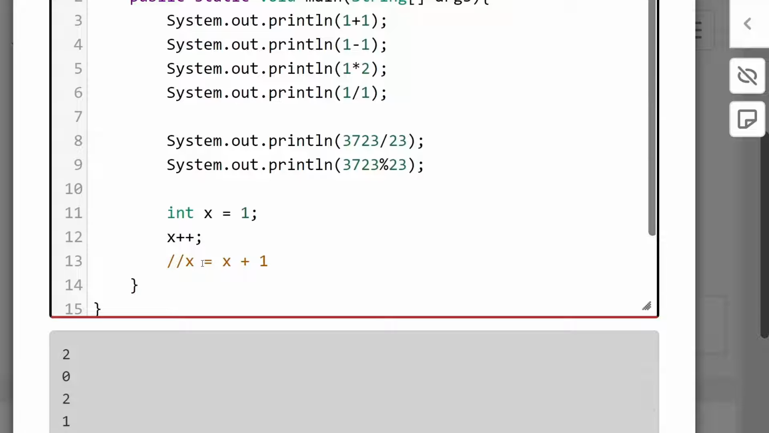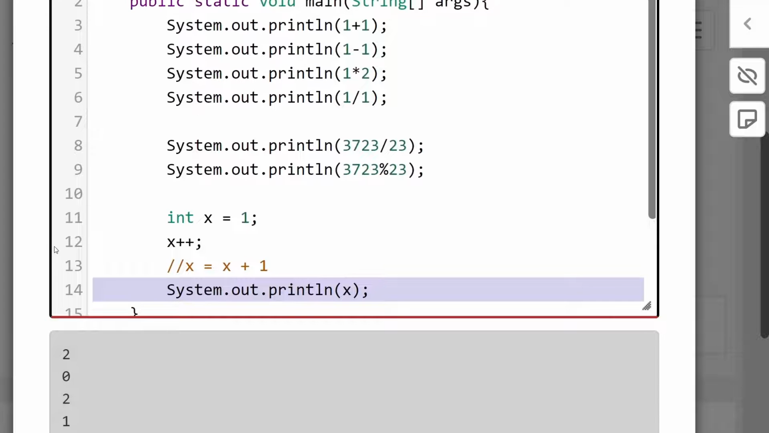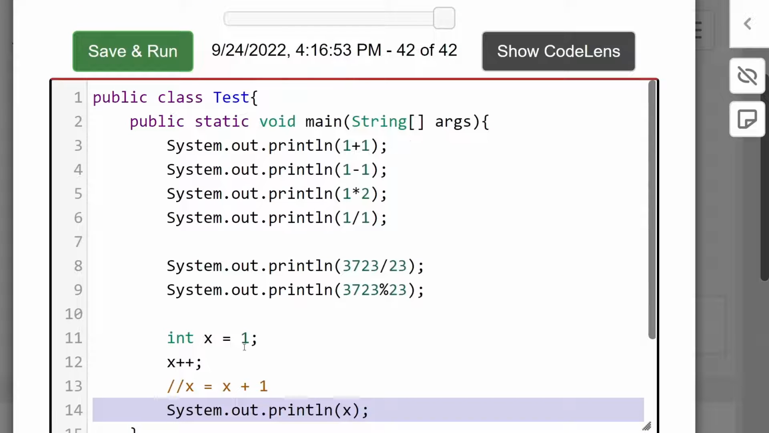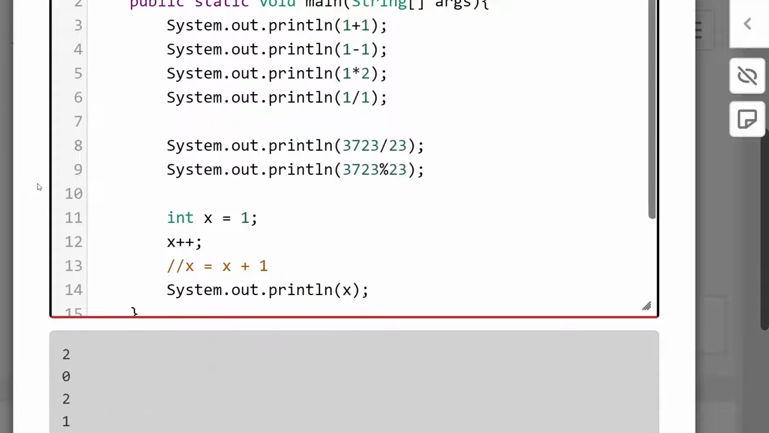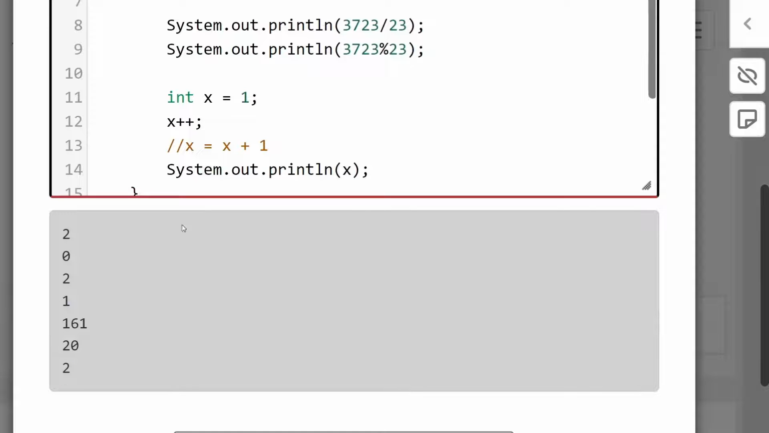So instead of having to write x equals x plus 1, you just take this whole thing out and you write x plus plus. And when you print this out, we have a value of 1. That's what the variable x is storing, and you add 1 to that. And the answer to that is just 2, okay?